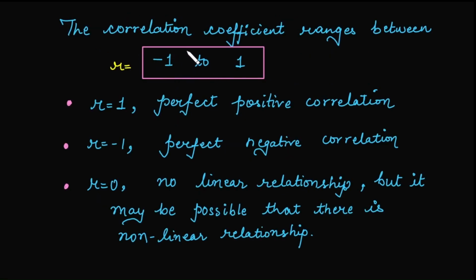In short, the range of the correlation coefficient is from -1 to 1. When the value of the correlation coefficient is equal to 1, it indicates a perfect positive correlation. If its value is -1, it indicates a perfect negative correlation between the variables. If it is equal to 0, it indicates no linear relationship, but it may be possible that there is a non-linear relationship.